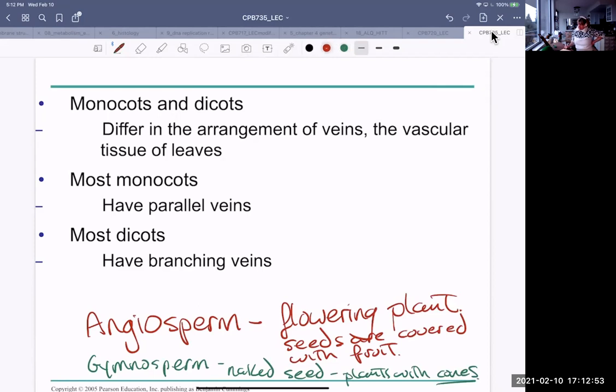But the angiosperms themselves, they divide into two kinds of plants, monocots and dicots. And that refers to a cotyledon, which is in the seed. Monocots and dicots differ in the arrangements of veins. So if you noticed in your leaves, some of the veins of the leaves were branching and some were parallel. The vascular tissue, monocots have parallel veins. Dicots are branching.